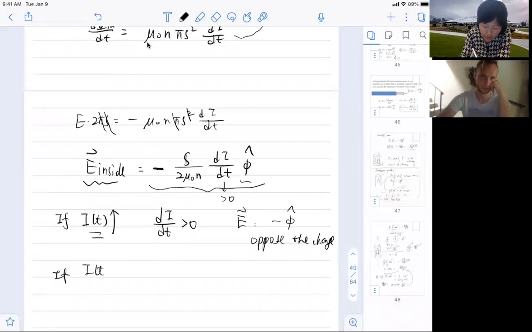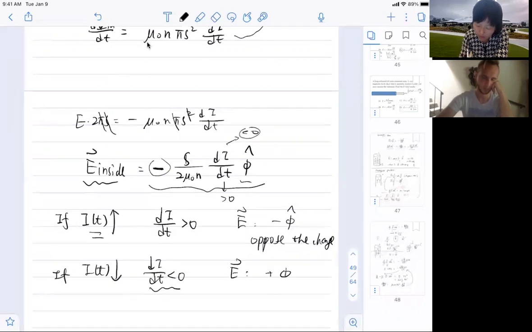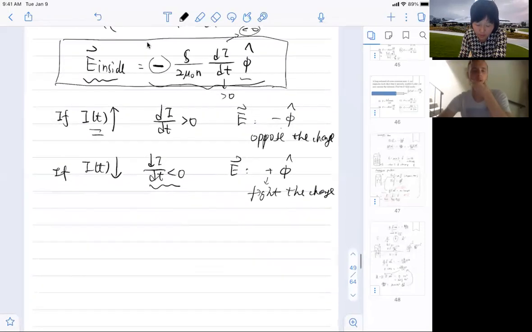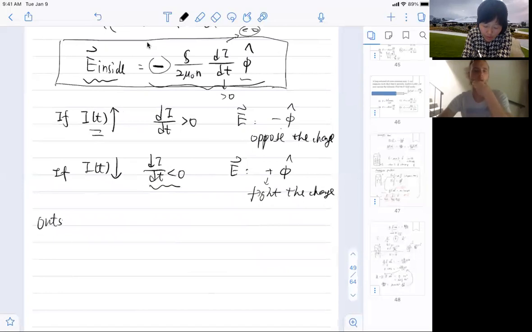If I is decreasing, which means dI/dt is less than zero, the field is getting weaker. To fight the change, you don't want it to withdraw, you want it to maintain. So in this case there's going to be a negative, negative, so plus φ hat. This is also considered to be fighting the change, as Lenz's law represents. So E is represented by this entire expression, and the direction can be positive φ hat or negative φ hat, depending on whether the current through the solenoid is increasing or decreasing. So that's inside. We can do the outside.